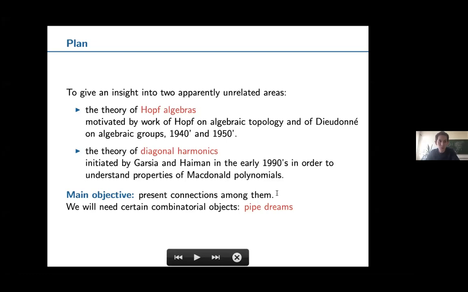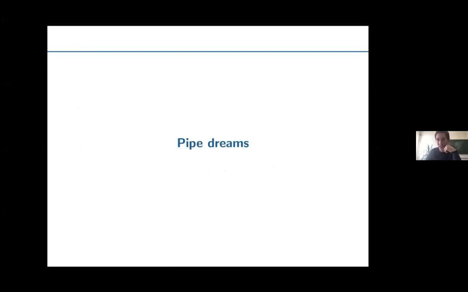And in order to do so, we will need certain combinatorial objects. And these objects are called pipe dreams. Okay. So before I tell you a little bit about Hopf algebras and diagonal harmonics, I will tell you a bit about pipe dreams.